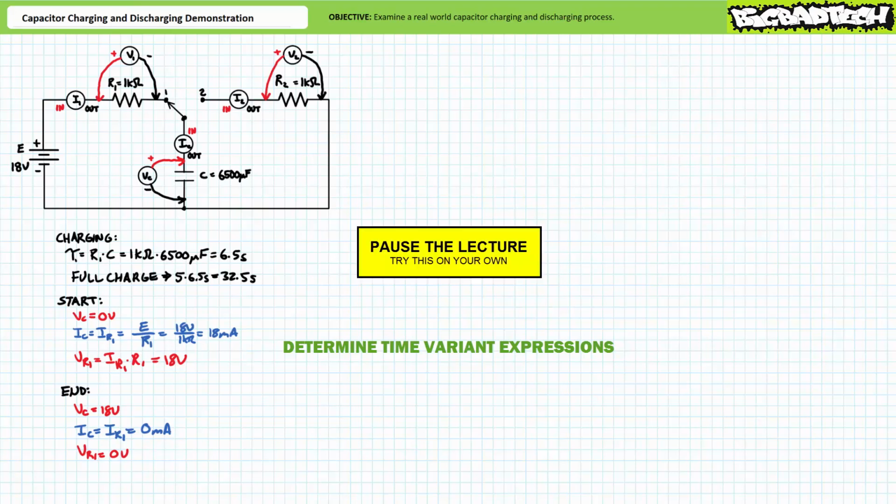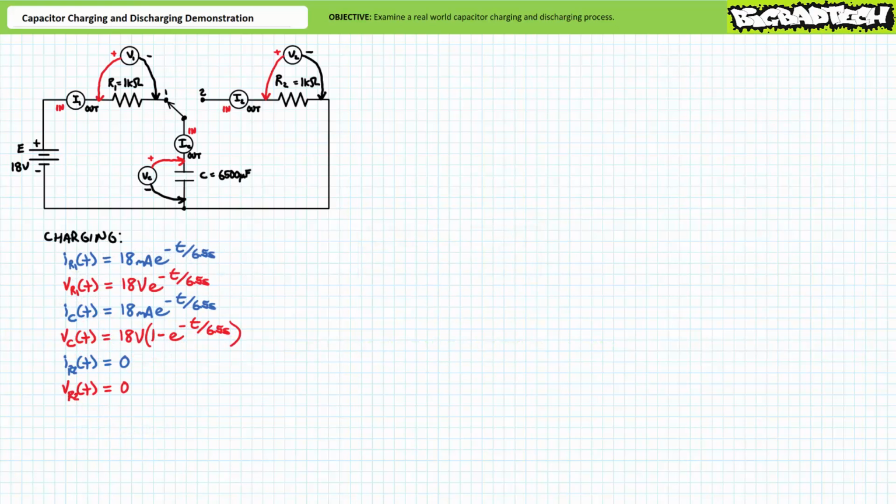By all means, pause the lecture and try this on your own. If you're tracking, you should have arrived at the following values. I1 of t equals 18 milliamperes times e to the negative t over 6.5 seconds. Current through R1 will experience an initial surge of 18 milliamperes and drop to 0 over 32.5 seconds.